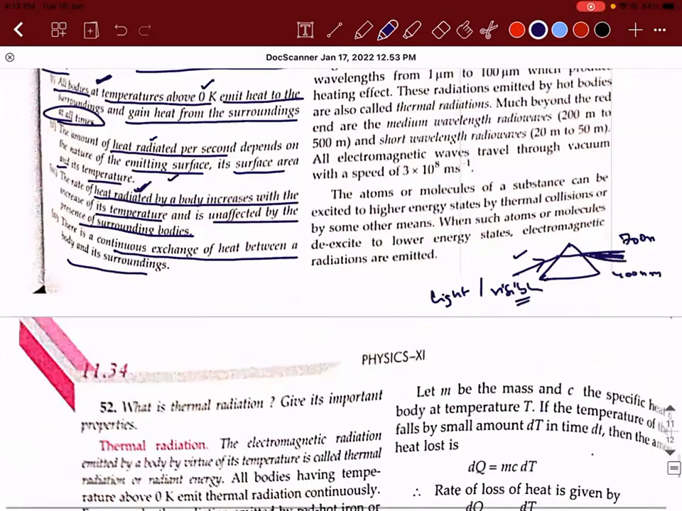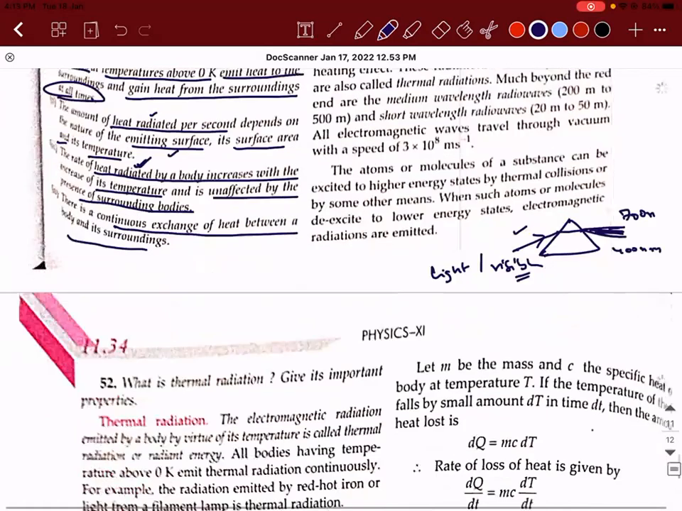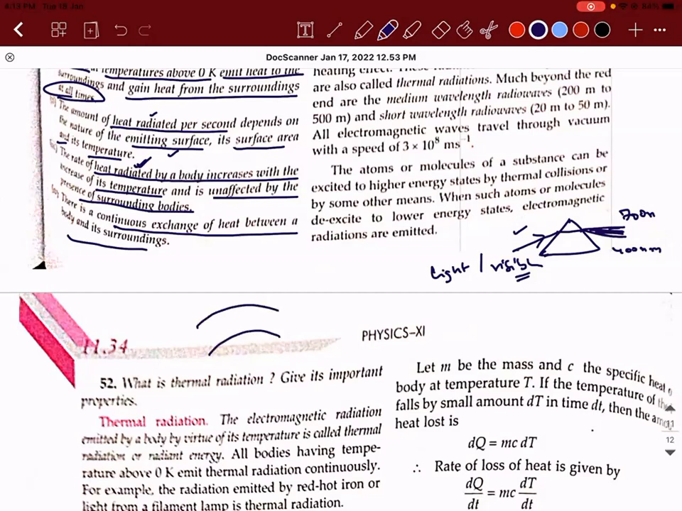Beyond the red end of the electromagnetic spectrum are the infrared waves. Did you guys learn about the electromagnetic spectrum in your chemistry? Generally, when you take an atom, what did Bohr's theory say? There is something called absorption and emission spectrum, right? Anybody?